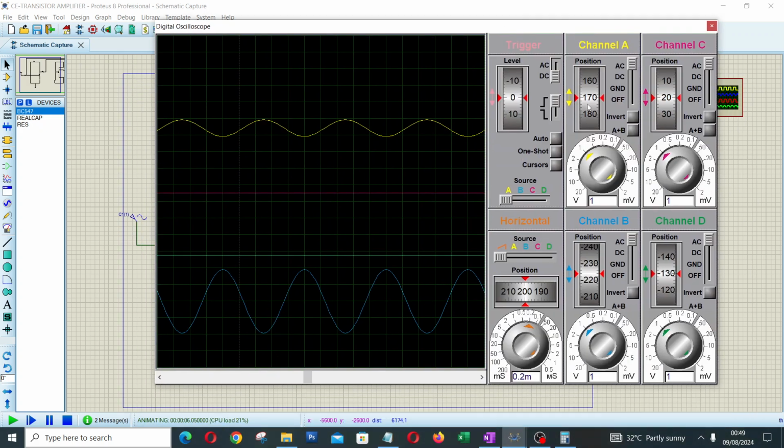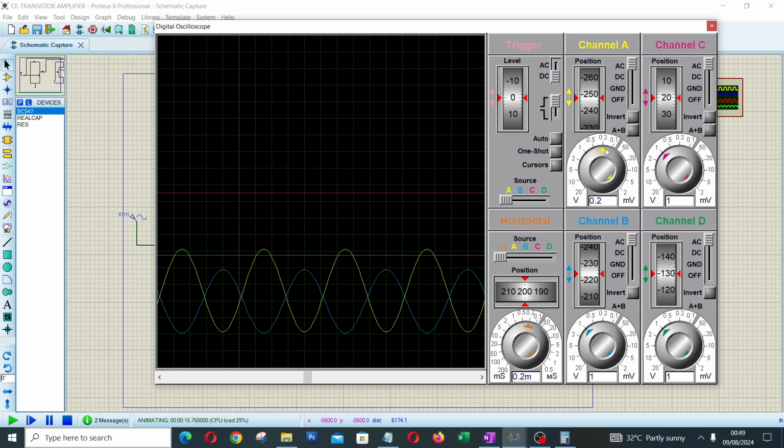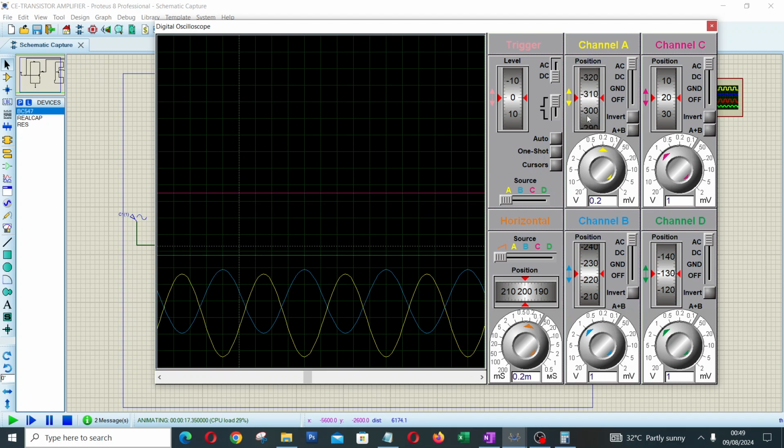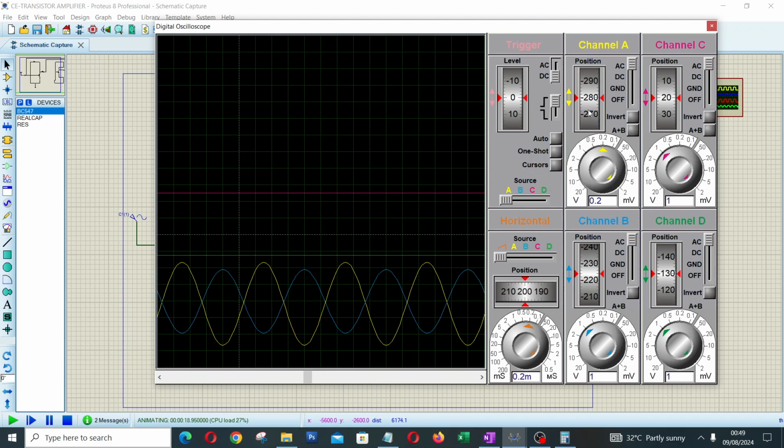Now, like I said earlier on, let me increase this signal so that you'll be able to see something. If you look at these two waveforms, you will find out that one is in antiphase with the other. You see, the crest of one waveform is falling on the trough of the second one. This is a classical case of a class A amplifier.